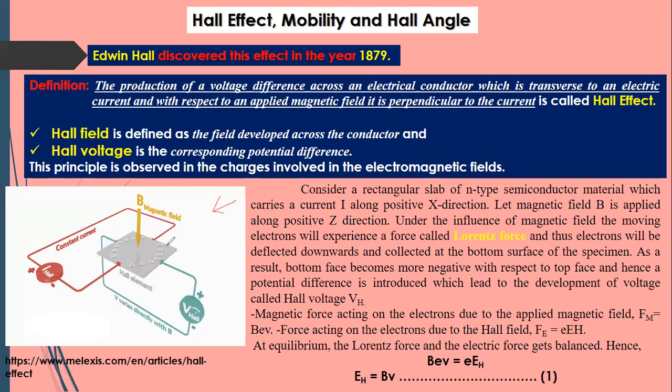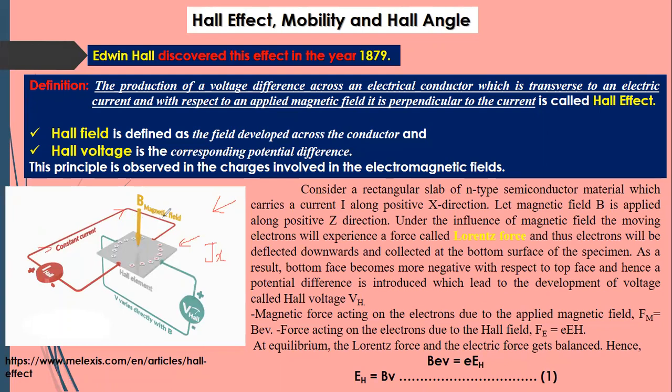Let us consider a rectangular metal slab carrying a current density denoted by Jx, carrying a current density Jx in the positive x direction. It means the current travels from the positive terminal to the negative terminal in this direction.